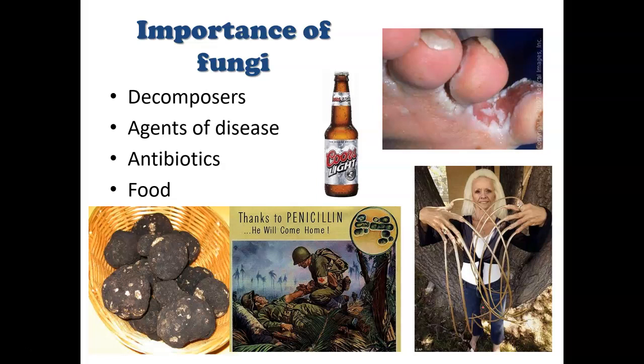Right? And then they produce food, right? Both directly and indirectly. We eat mushrooms directly. This down here on the bottom left are truffles. A very expensive form of mushrooms, but we can also use things like yeast in order to make cheeses and breads and beer.